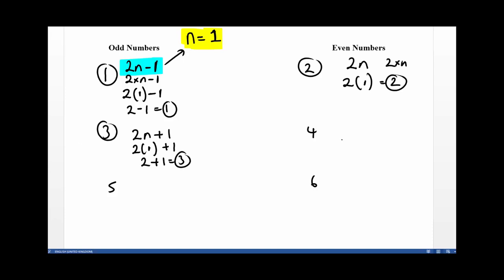So I think we can kind of get an idea of what's happening now. Number 4 is going to be 2n plus 2. Okay, this is an even number. Notice here your remainder is even.